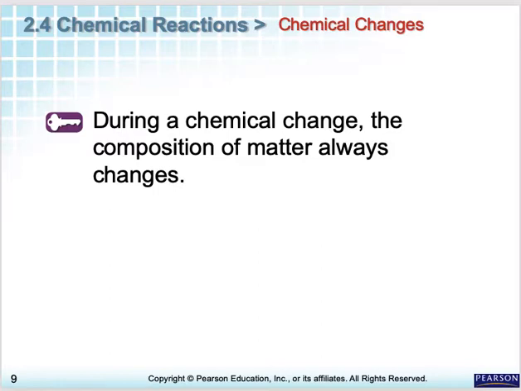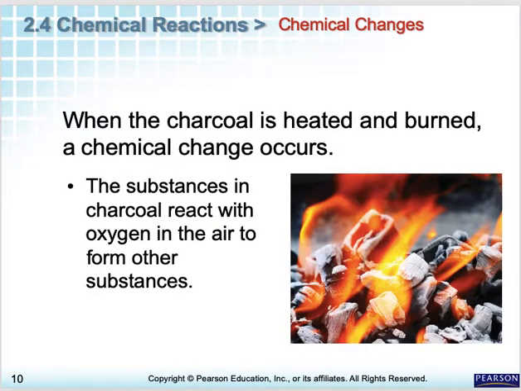I make something new. So if I were to say something like, water decomposes using electricity to form hydrogen and oxygen, that is a chemical change because I formed new substances. So when I heat charcoal and I use it to maybe cook food on a barbecue grill, now the charcoal is reacting with oxygen in the air and it's forming new substances. It's also generating heat and light.